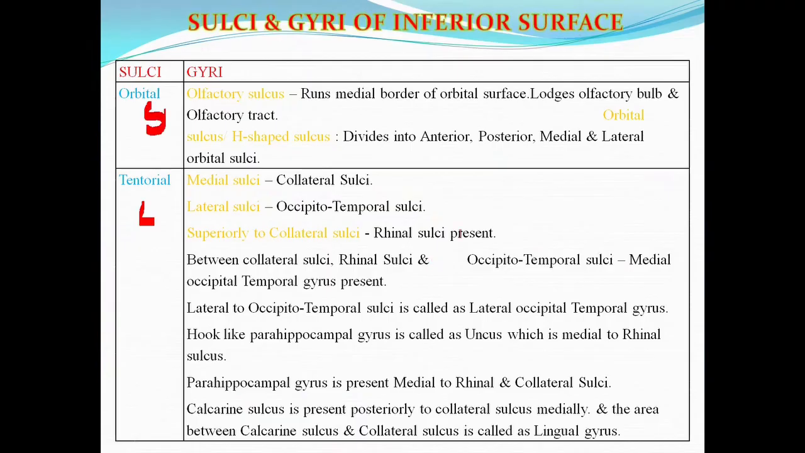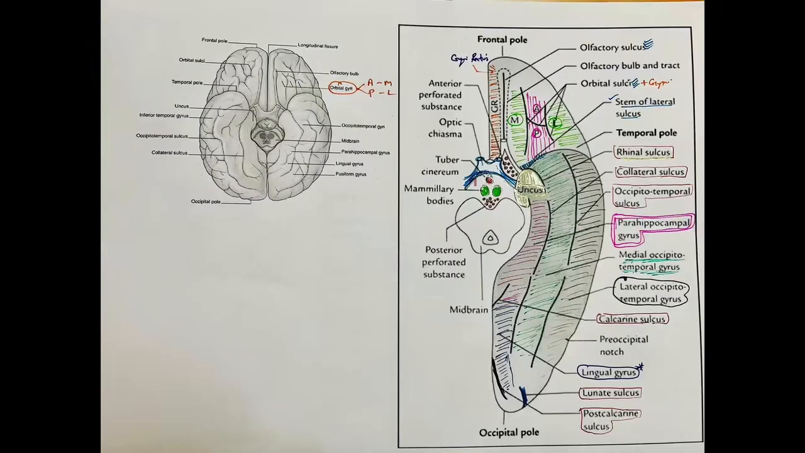Now, when you see the orbital part, especially, we are able to identify an olfactory sulcus which runs on the medial border, and the olfactory bulb and olfactory tract. And also, we identify a separate sulcus which divides into anterior, posterior, medial, lateral orbital sulci. So if we identify in this photograph, we are able to see the optic chiasm, the midbrain, and the following parts of the attachments.